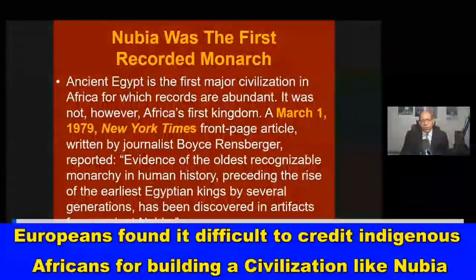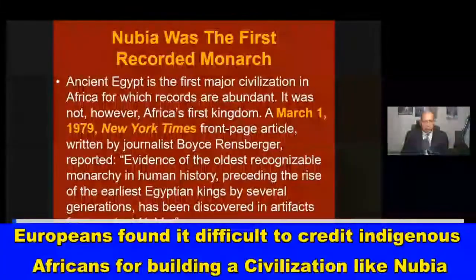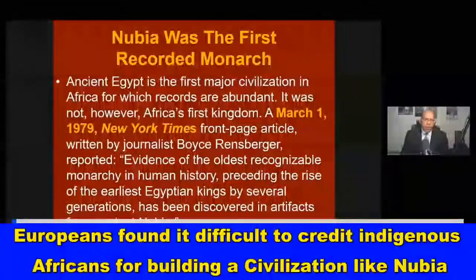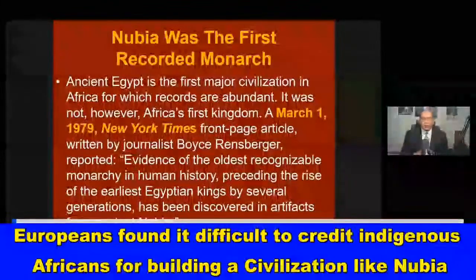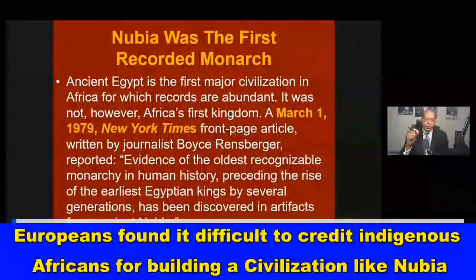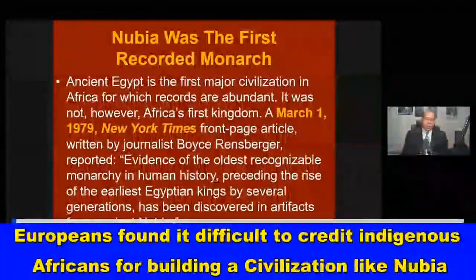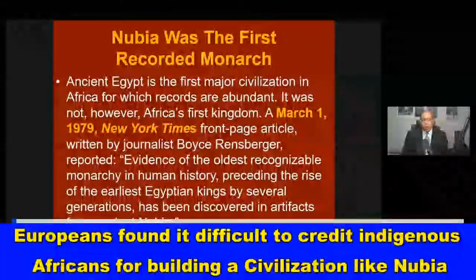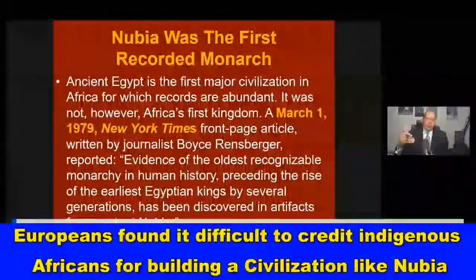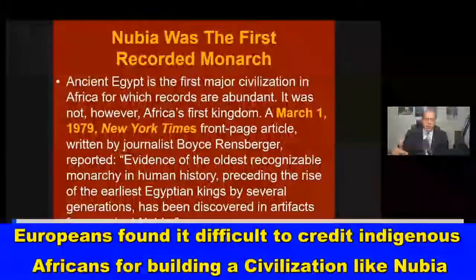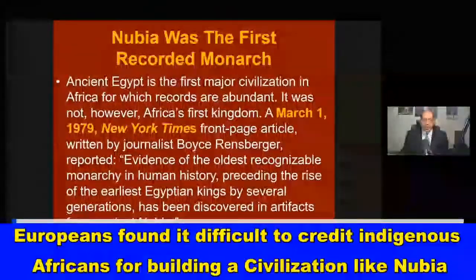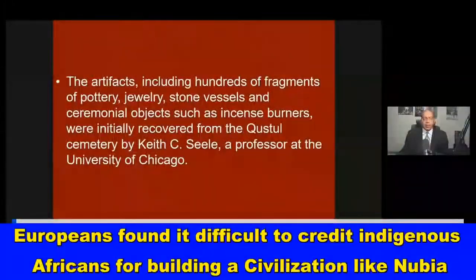Now, Nubia was the first recorded monarchy in history. Ancient Egypt is the first major civilization in Africa for which records are abundant. It was not, however, Africa's first kingdom. A March 1st, 1979 New York Times front page article written by journalist Boyce Rensberger reported, quote, evidence of the oldest recognizable monarchy in human history, preceding the rise of the earliest Egyptian kings by several generations, has been discovered in artifacts from ancient Nubia, end quote.